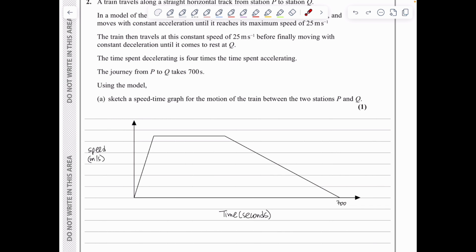The maximum speed attained was 25 meters per second, and we've got an acceleration for, say, capital T seconds. And if we follow that the time spent decelerating is 4 times the time spent accelerating, then if this is capital T, then this is 4 capital T, and therefore the time here will be 700 minus 4 capital T.